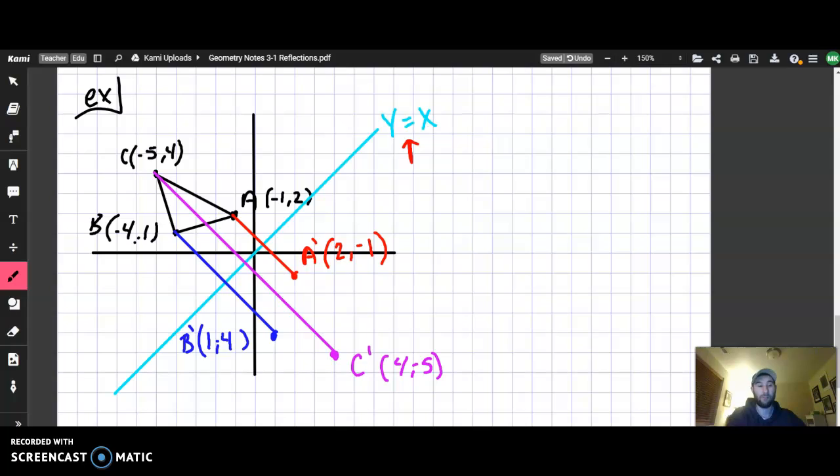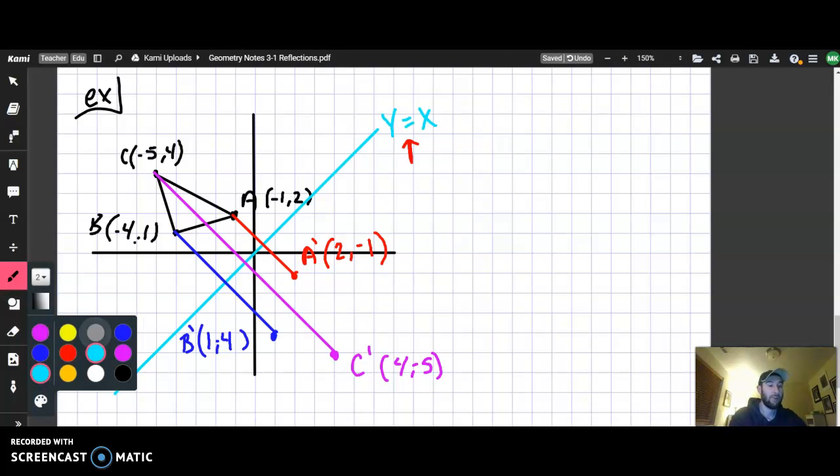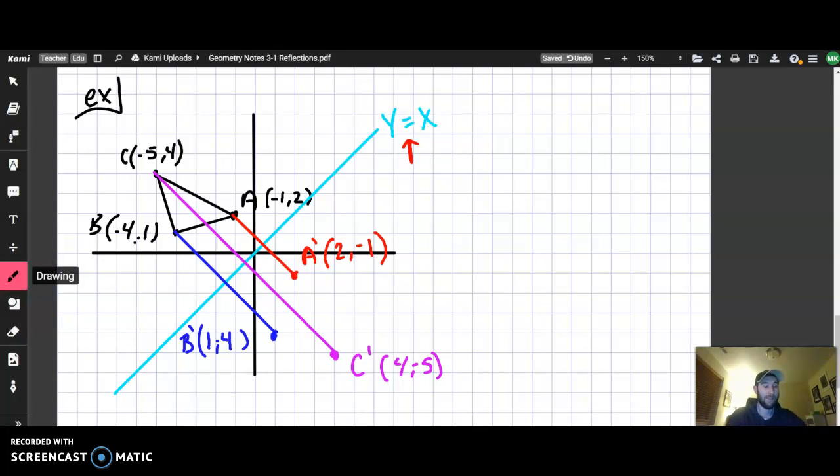So, ladies and gentlemen, we have our new shape. We have our image because we were able to track our perpendicular lines. We were able to count how far away they were on both sides, making sure that they were the same distance on both sides. And we have our rigid motion, the reflection of our shape to our new shape.